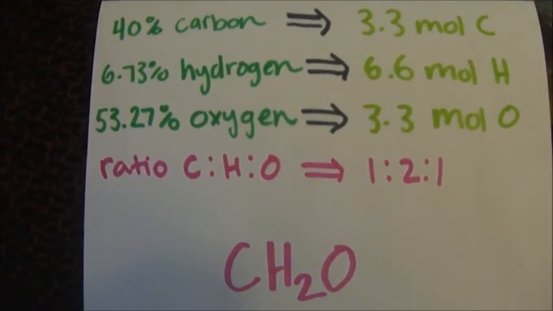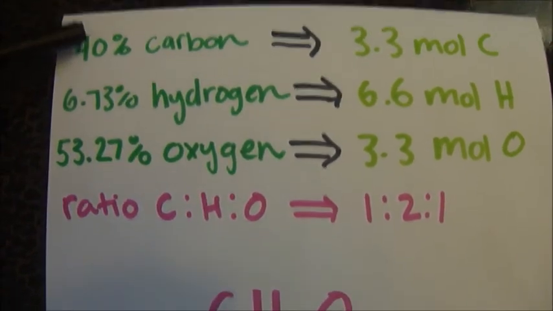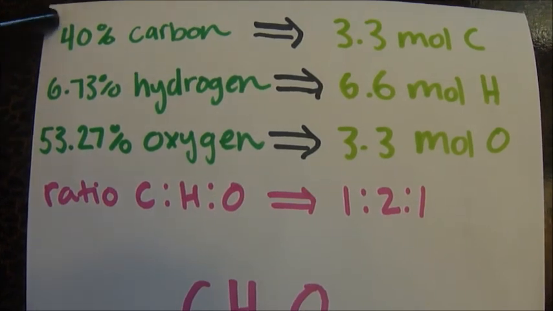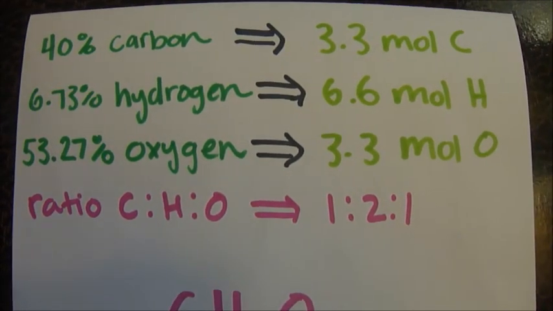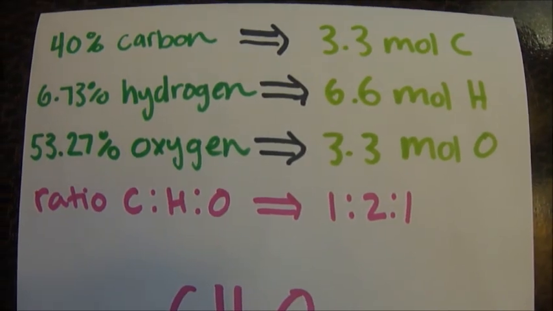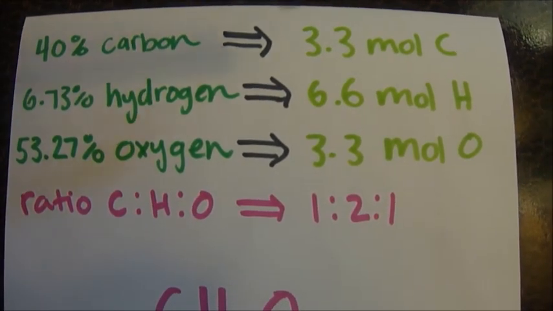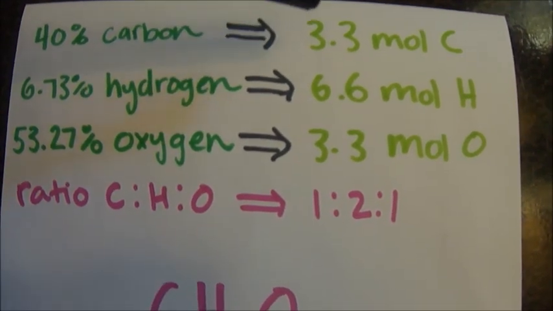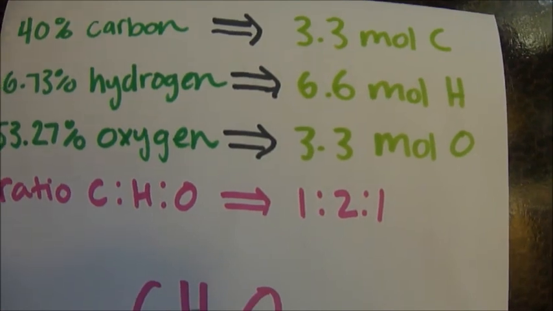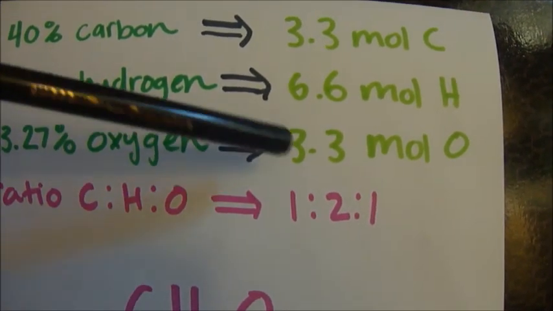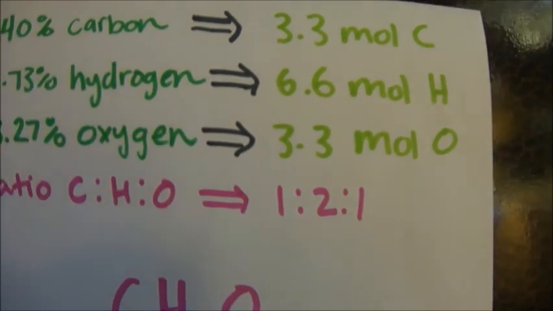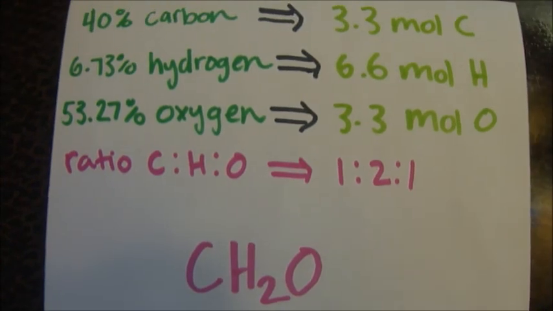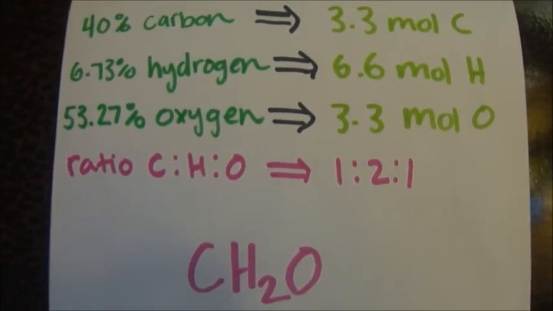If you were told to find the empirical formula of a compound containing these percentages, you would take the percentages and convert them directly to grams, and then from the grams you would divide each one by the molar mass for that particular element to give you these values of moles that are present in the compound. From there, you would divide each amount of moles by the smallest one, which in this case would be 3.3, to give you the ratio of 1 to 2 to 1 in the compound, thus giving you the empirical formula of CH2O.